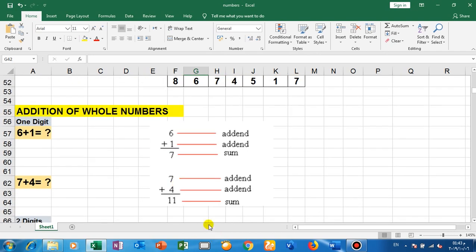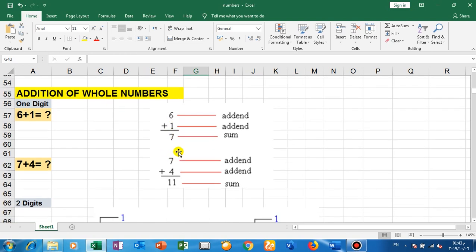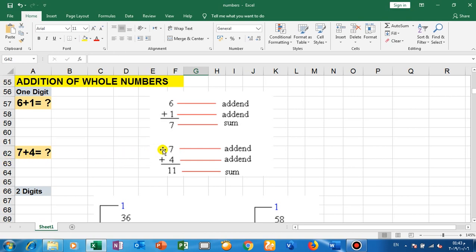If we go to the addition of whole numbers, the first simple one is one digit plus one digit. Here, 6 plus 1, which may be written horizontally or vertically. Each parameter of the addition is called an addend. The result is called the sum. So 6 plus 1 equals 7. This is a simple one. The second, 7 plus 4 equals 11. Take care here, 1 in the place of 1s, and the other 1 in the place of 10. So this is 11.